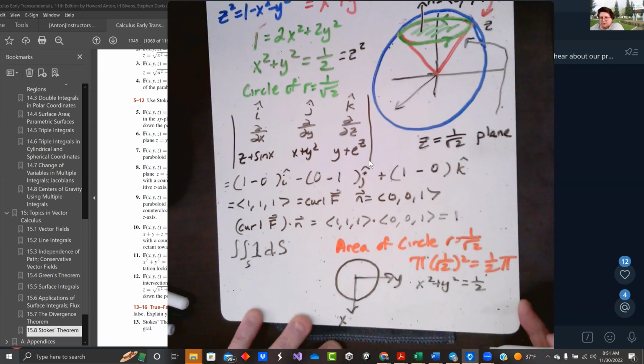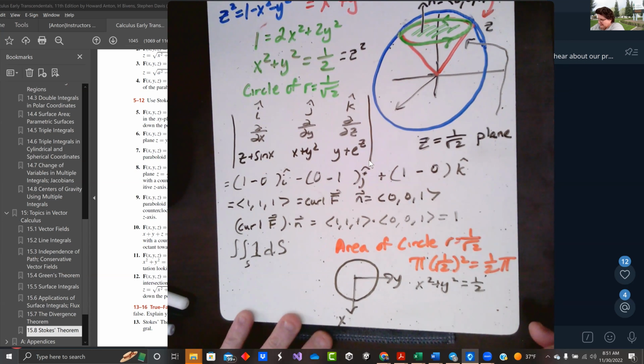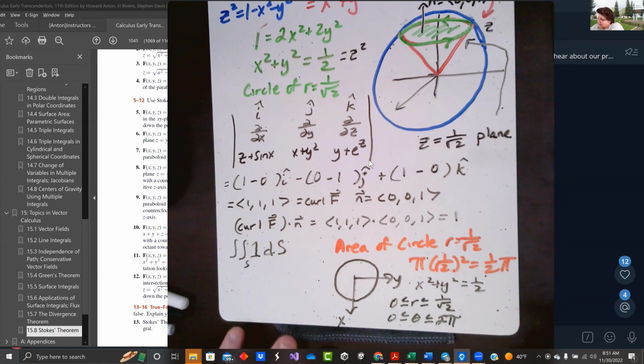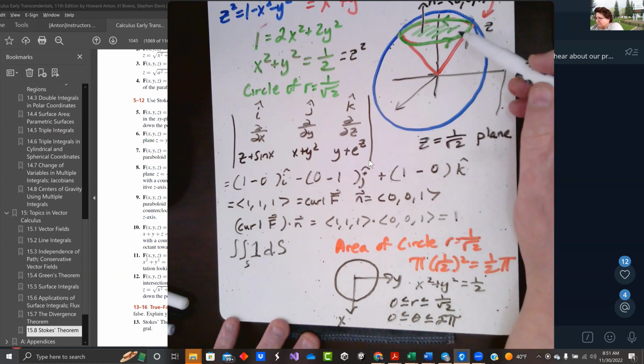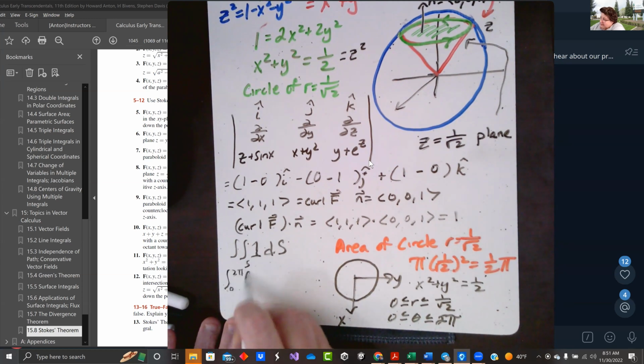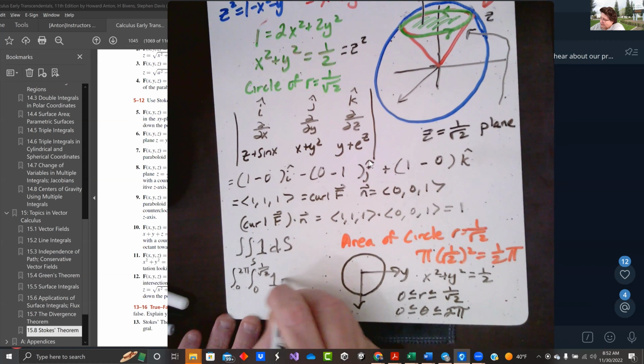Now I could do dx and dy, or I can switch to r and theta. r is between 0 and 1/√2, and theta is from 0 to 2 pi. That's that surface. We've already done the normal, so we can just do 0 to 2 pi, 0 to 1/√2, then I've got my 1, and in polar coordinates, r dr d theta.